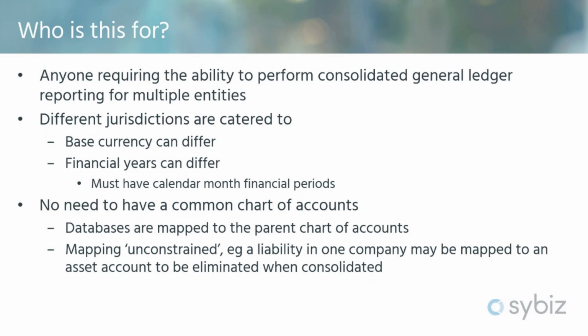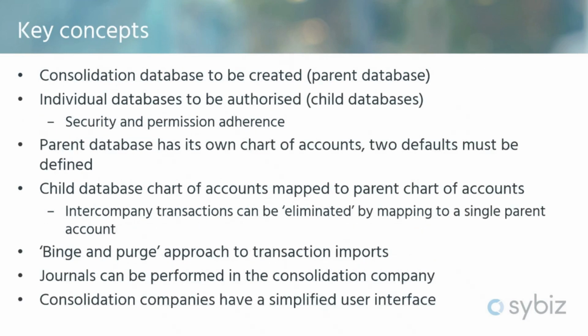That will make sense to those people that do have things like intercompany loans and even, say, management fees that are an expense to one company and income to another company and things of that nature. So that's what we mean by the unconstrained chart of accounts there.